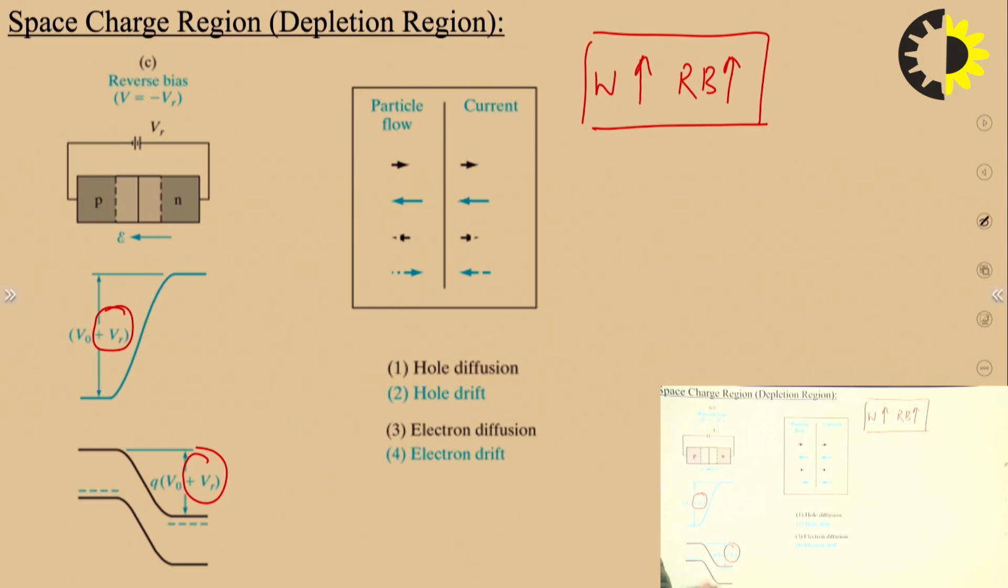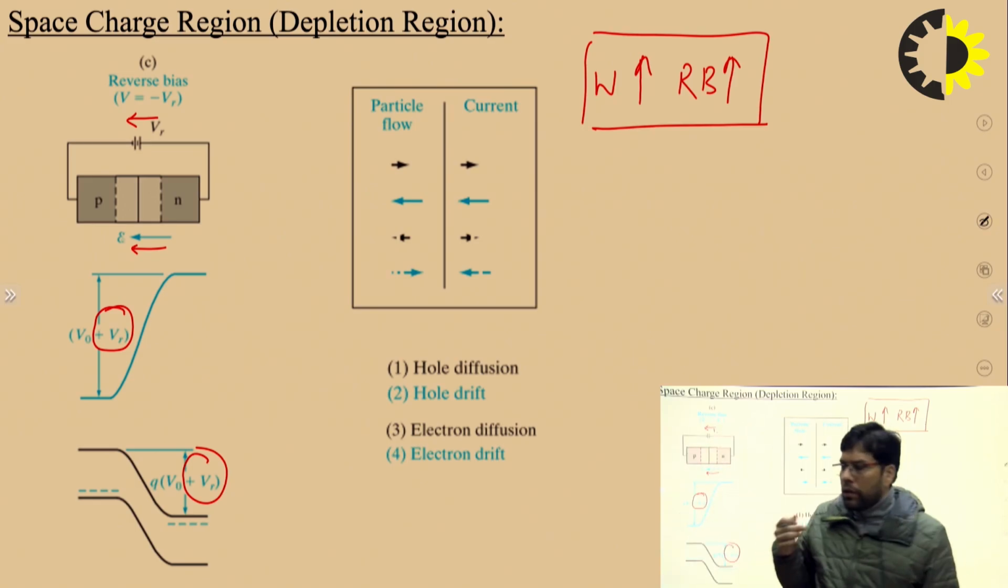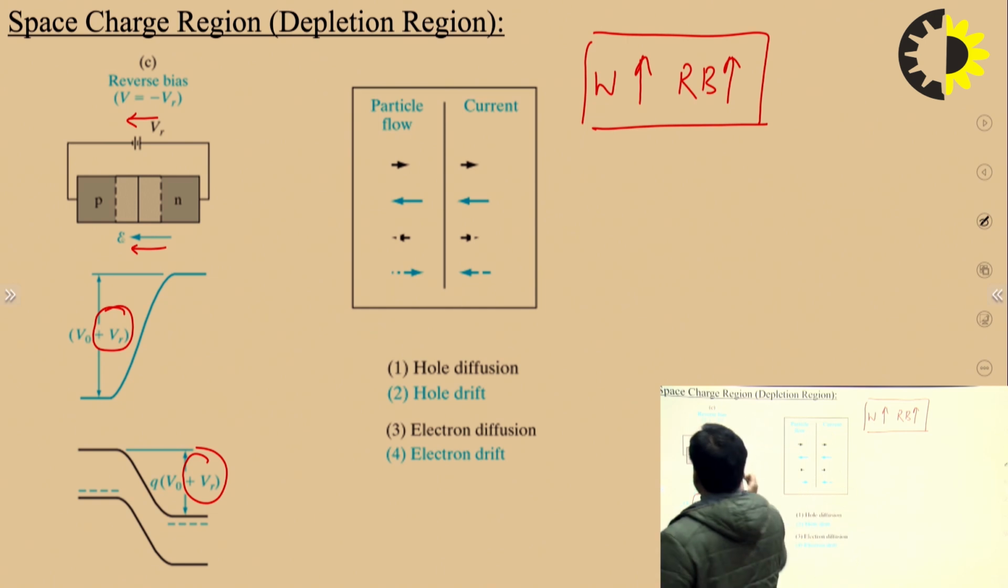It is happening because the intensity of the induced electric field is increased in the presence of the applied voltage, and the external electric field is in the same direction. That's why the resultant electric field within the depletion layer will increase. That's why this depletion layer width will increase, right.